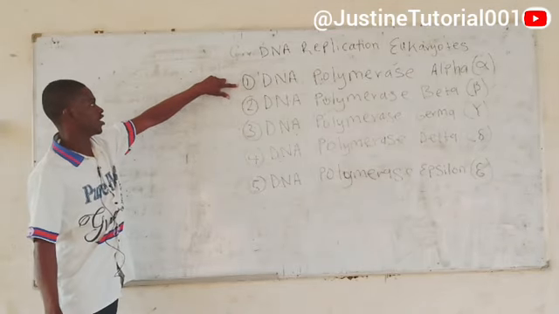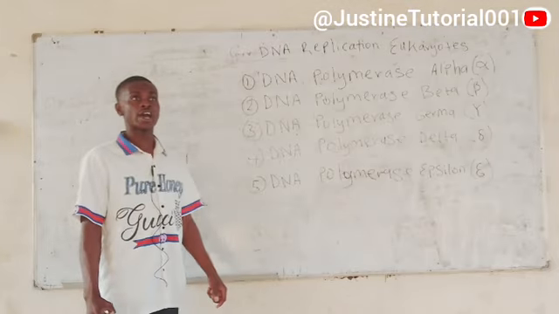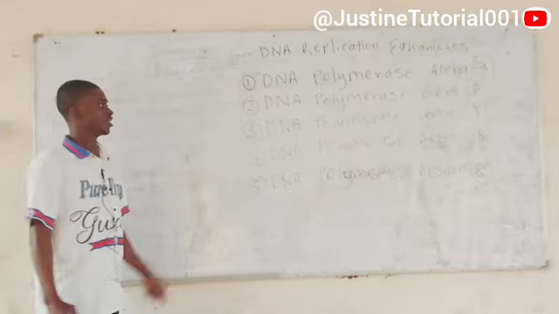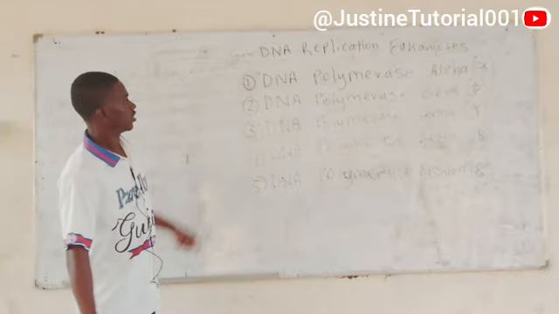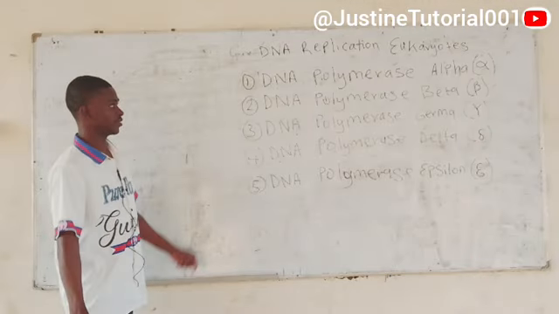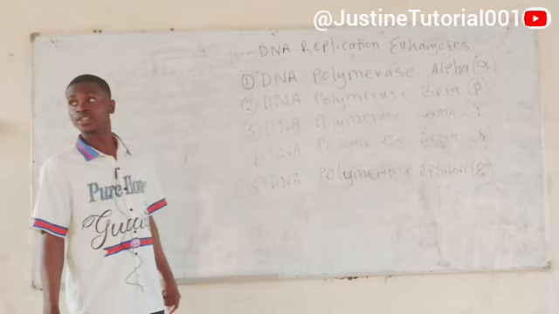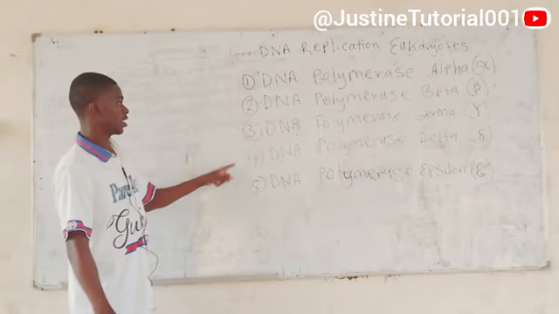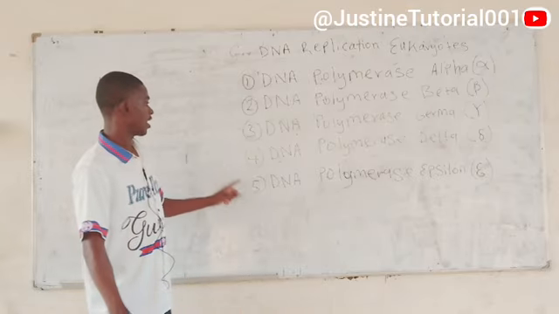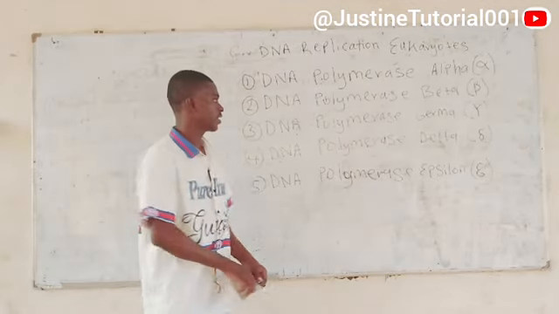The number one is the DNA polymerase alpha. This DNA polymerase alpha initiates the RNA primer in both the leading and lagging strand. DNA polymerase beta is involved in the DNA repair mechanism. DNA polymerase gamma is involved in mitochondrial DNA replication. DNA polymerase delta is for leading strand synthesis, and epsilon is for lagging strand synthesis.